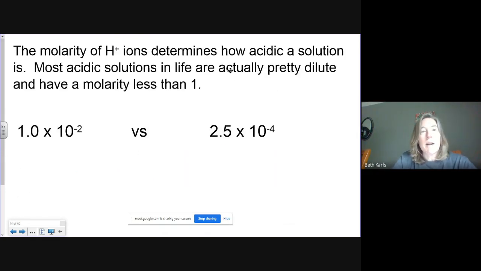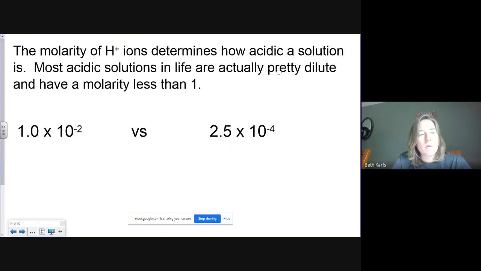So let's talk a little bit about those concentrations. We said we were going to focus on the hydrogen ion concentration to determine how acidic it is. And that's really what we're going to use when we start talking about pH as well. Most acidic solutions in life are actually really pretty dilute. And being dilute means they have a molarity less than 1.